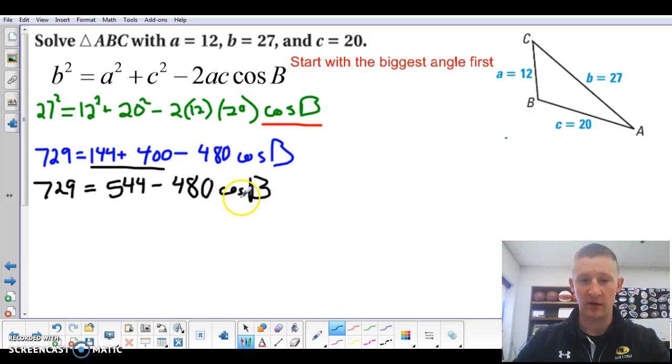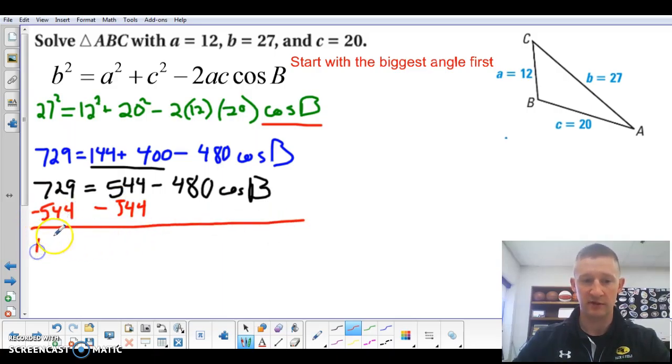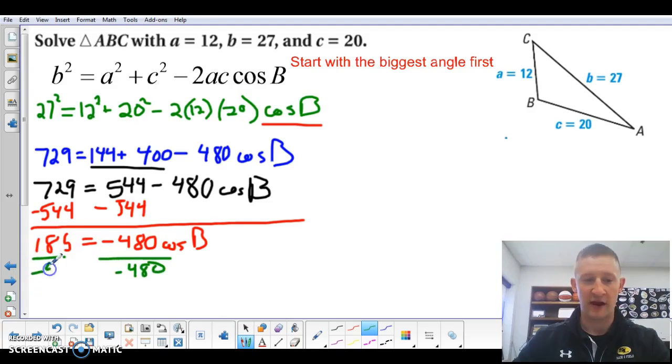Let's solve for the cosine of B. All right, to get this expression by itself, first thing would be to subtract 544 from both sides, and then you can probably see we're going to divide by negative 480 last, okay? So I subtract 544 from both sides. That's going to give us, I believe that's 185. So 185 is equal to negative 480 times the cosine of B. Okay. Our next step would be to divide by negative 480. Again, I'm trying to get this cosine bit by itself. To do that, we undo multiplication with division. If I divide on one side, I'll divide on the other side as well. So we take 185 divided by negative 480.